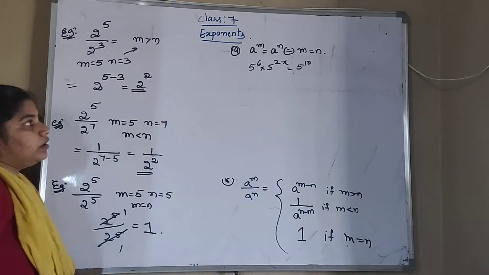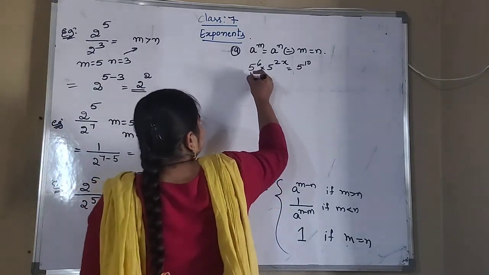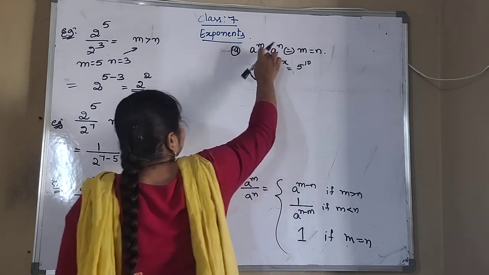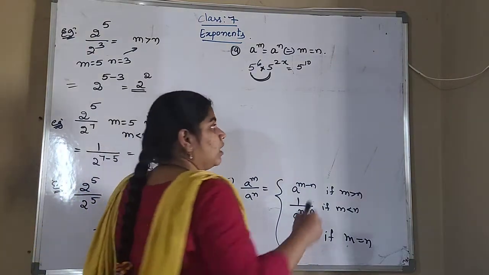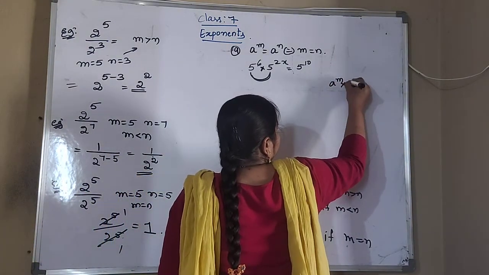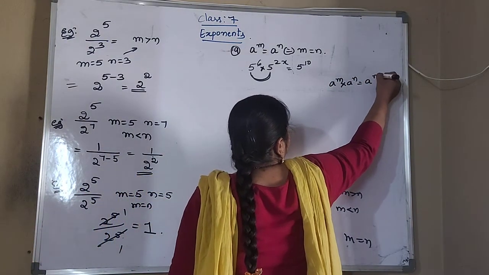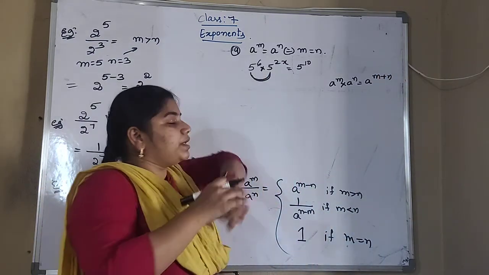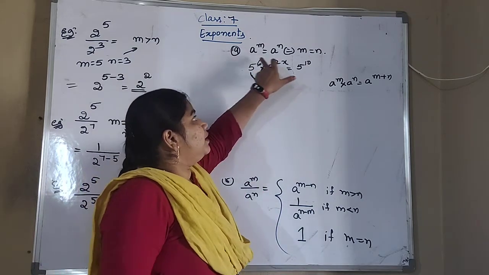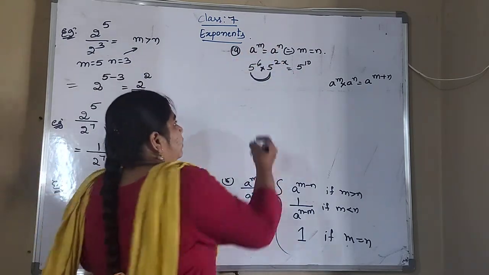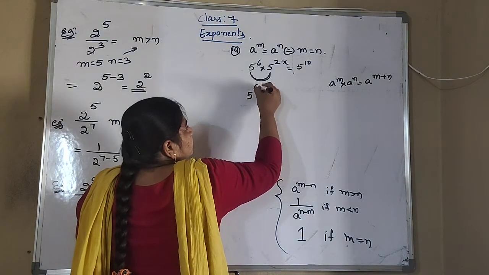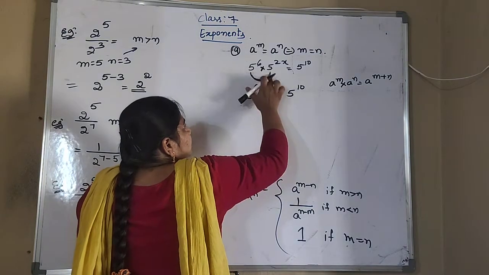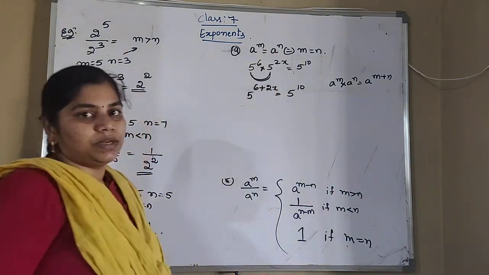So here, if you see, both the bases are equal and in the middle you have a multiplication sign, so we can add the powers by using the first formula. What is that? A power m into a power n is equal to a power m plus n. So whenever bases are equal and you see a multiplication sign, we can add the powers. That is 5 power 6 plus 2x equals 5 power 10.